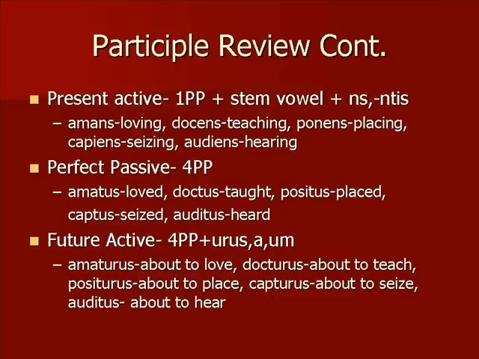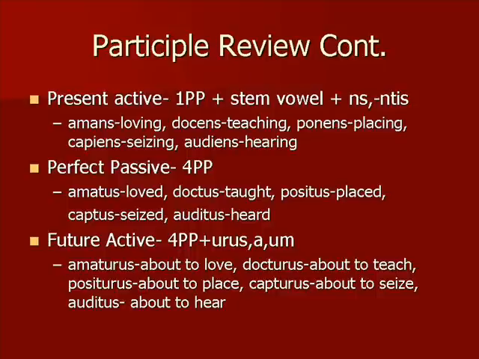The three participle forms that we have learned so far are the present active, the perfect passive, and the future active. The present active is formed by taking the first principal part and using the stem vowel that you would use for the imperfect: first, A; second, E; third, I-O, I-E; fourth, I-E; and adding N-S. The genitive singular, where the base will be derived from, is N-T-I-S. The present active participle declines like a third declension adjective, like par, paris.